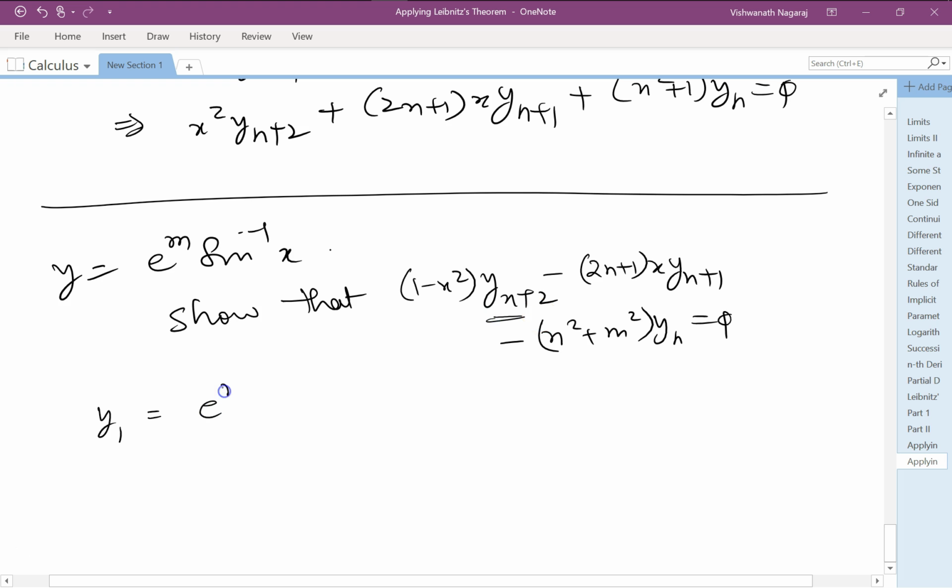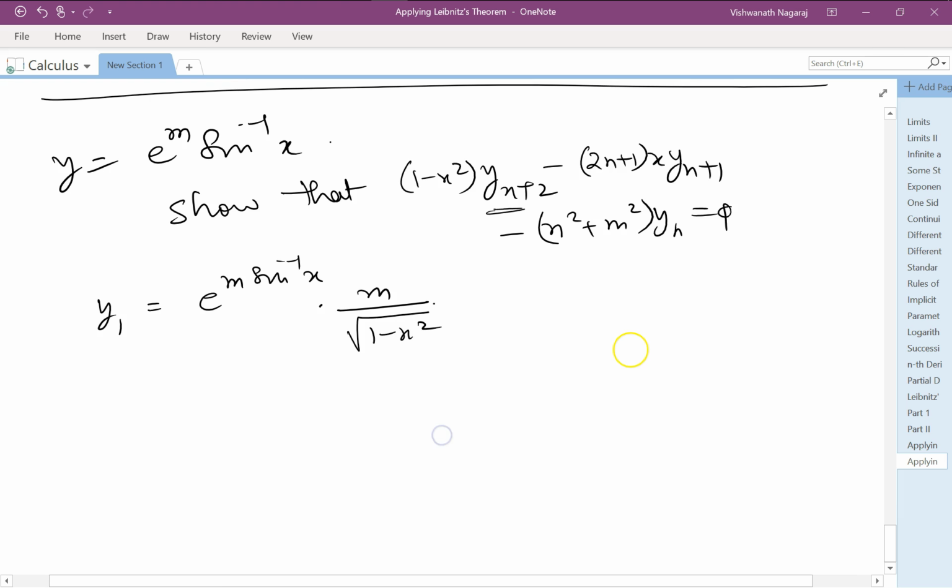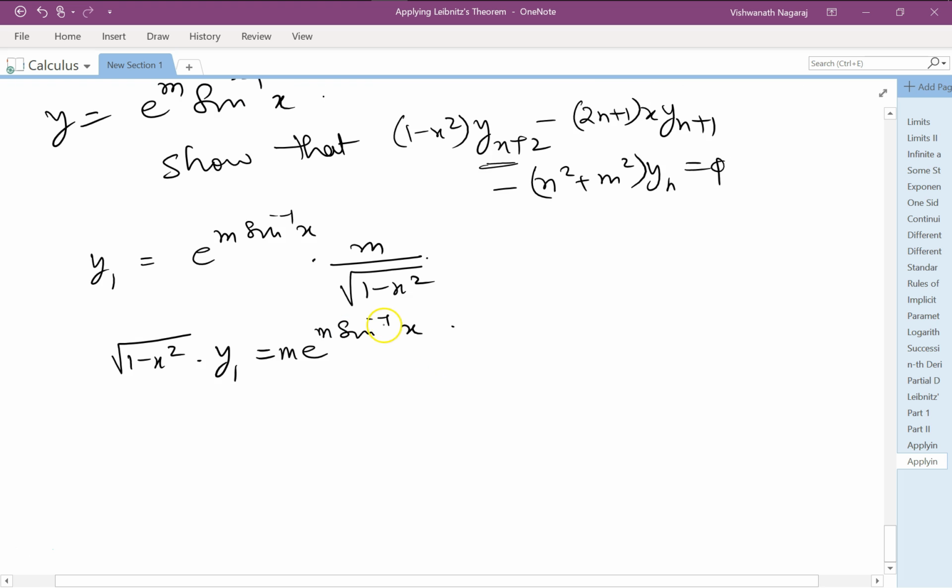Okay, let's differentiate. We have to do differentiation twice. So y1 equal to e to the power of m sine inverse of x as it is, and then the exponent we have to differentiate, that is m times the derivative of sine inverse of x, which is 1 by square root of 1 minus x square. This square root of 1 minus x square can be brought to this side: square root of 1 minus x square times y1 equal to m e to the power of m sine inverse of x. Now e to the power of m sine inverse of x is nothing but y. So square root of 1 minus x square y1 equal to my.